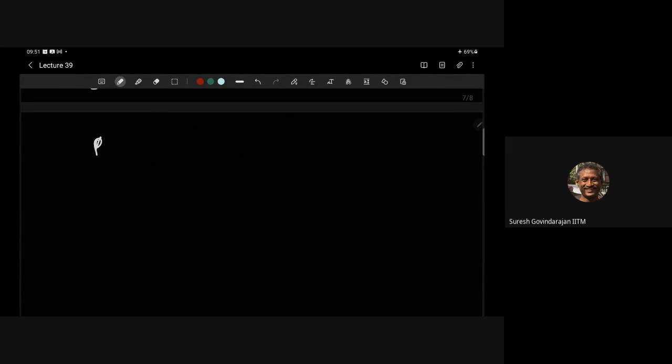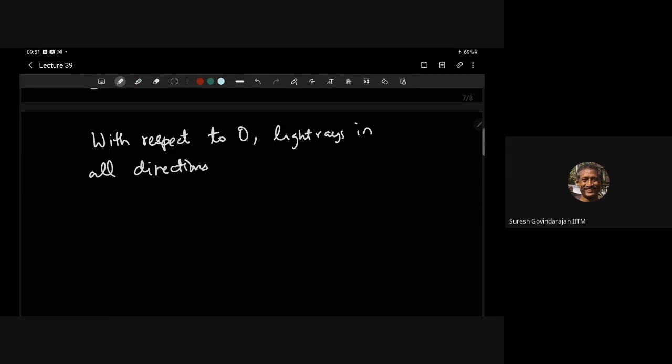Pick a point. So with respect to O, if you send out light rays in all directions, they form a cone. Okay, that's why it's called a light cone. So let's do that.